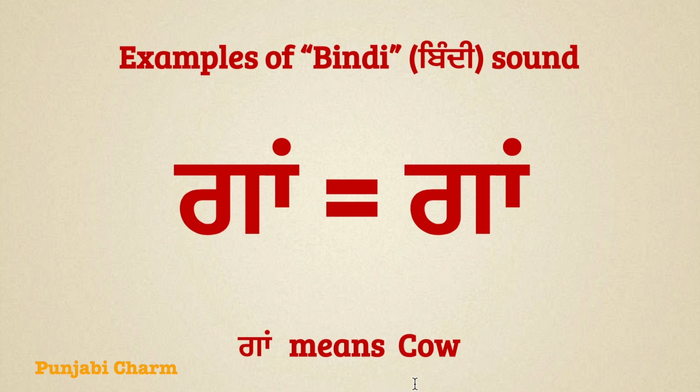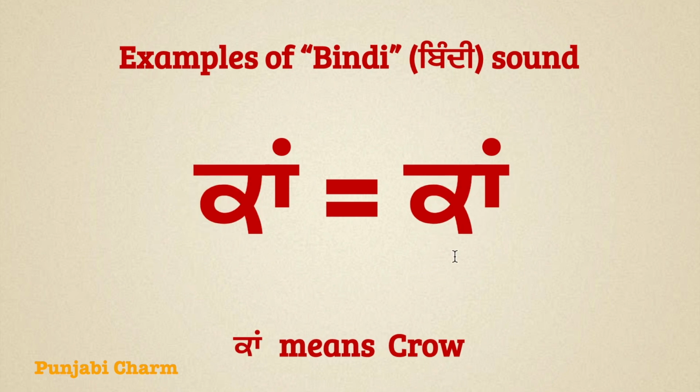Ga means cow. To read this word, we can say Gagge nu kanna ga, utte bindi, ga. Here utte means at the top, and Bindi Matra or Bindi sound goes at the top of the letter. So we can say Gagge nu kanna ga, utte bindi, ga. You can repeat after me. Ga. Let's learn next word.